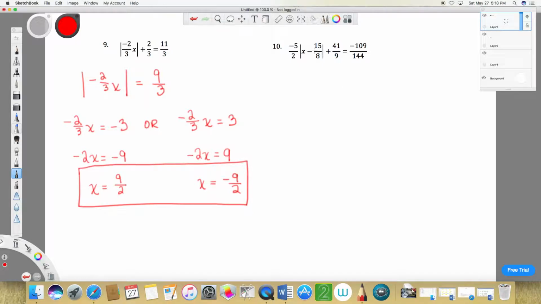Okay, so let's take a look at this one. It's a little bit uglier just because of the fractions, but see, last time we had common denominators, but this time we don't. But we can deal with this. Most times we let the calculator do the heavy lifting. So what we're trying to do is isolate this absolute value. Let's subtract this fraction 41/9 from both sides.